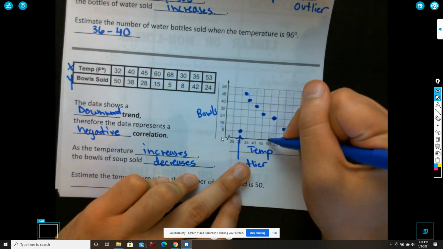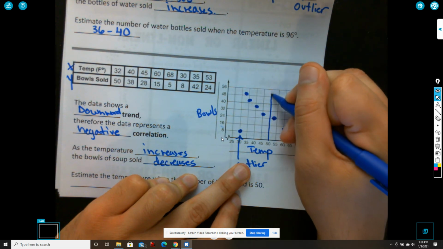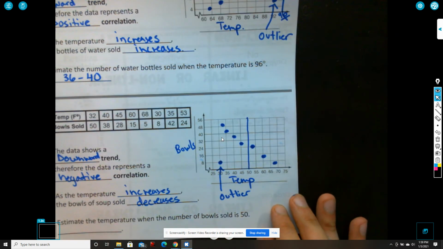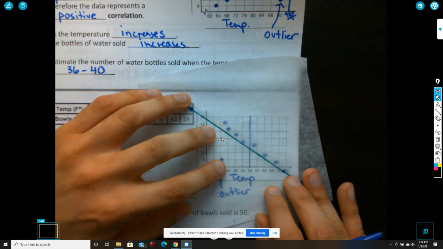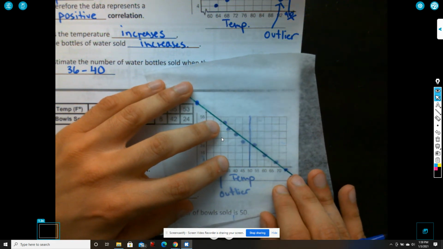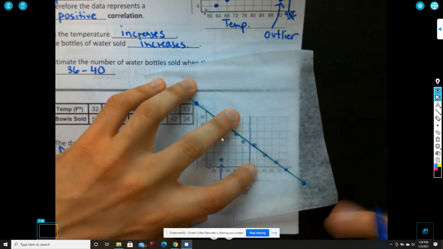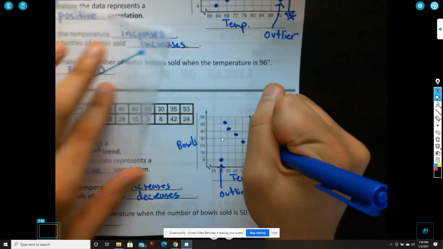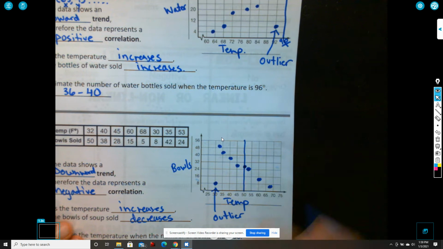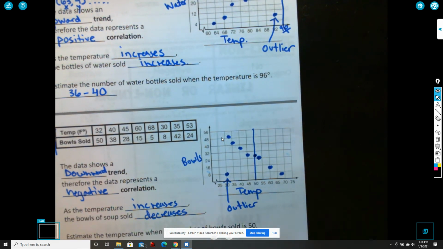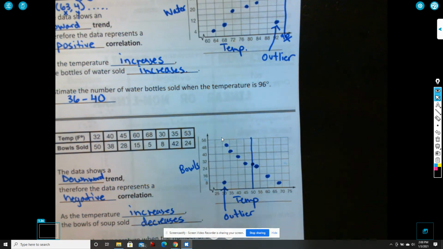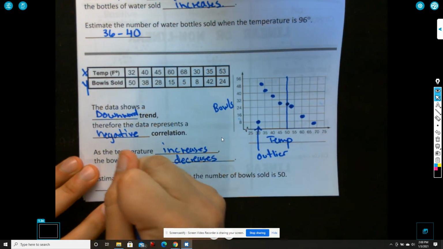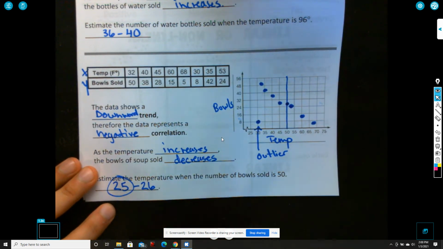Then it says estimate the temperature when the number of bowls is 50. So it wants us to estimate where that dot is going to land somewhere on here. So we'll get our patty paper, find the middle somewhere. So it looks like it's about right here. I'm going to transfer that here. So it looks like a little bit over 24, so probably about 25 or 26. Probably just say about 25. So that's the estimation.